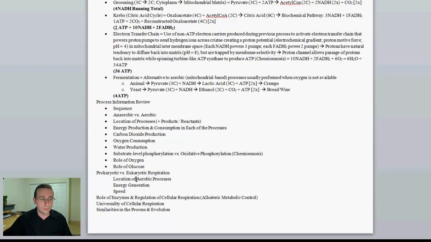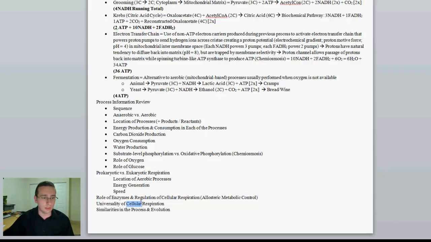You have to know that prokaryotic and eukaryotic cells both can do respiration, but that eukaryotic cells do it faster because of the mitochondria, and prokaryotic cells have to do it in the membrane and the cytoplasm, where a bunch of other things happen at the same time. While they make more energy, they do it slowly. And also you have to know the role of enzymes in this process, that they speed up the process and also regulate the process through allosteric inhibition.